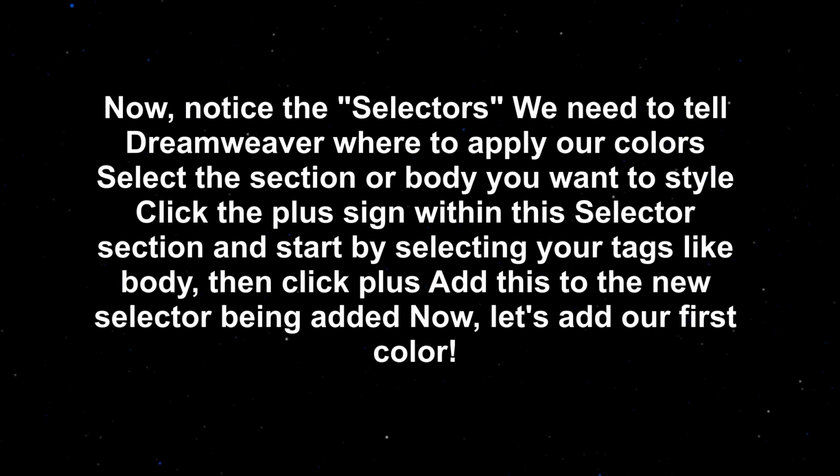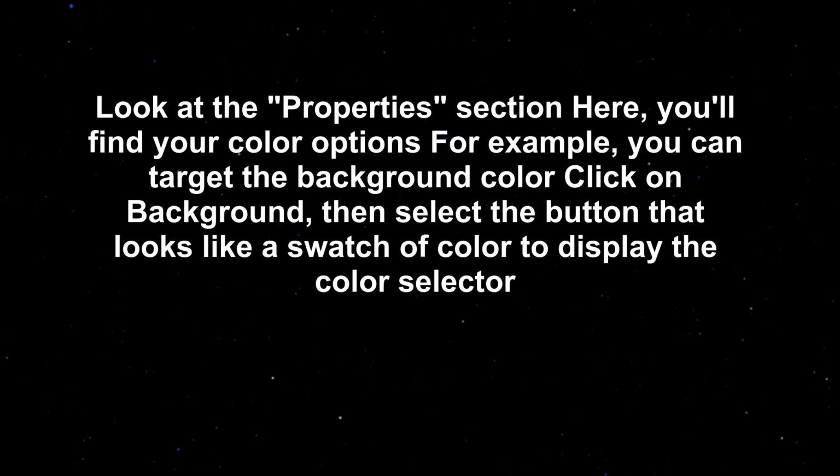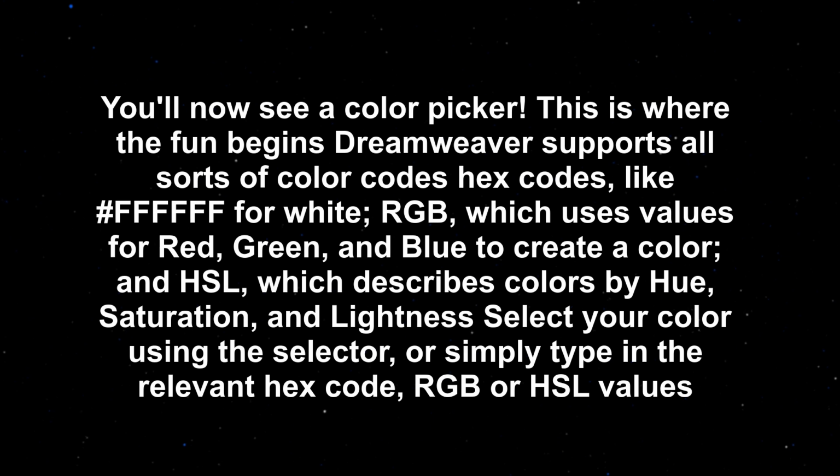Now, let's add our first color. Look at the properties section here. You'll find your color options. For example, you can target the background color. Click on background. Then select the button that looks like a swatch of color to display the color selector. You'll now see a color picker. This is where the fun begins.